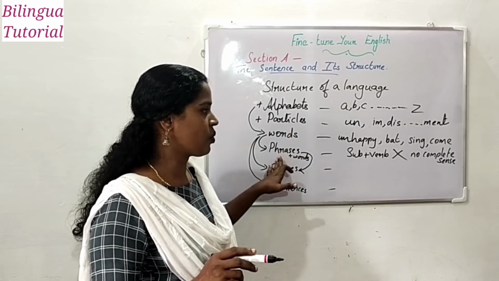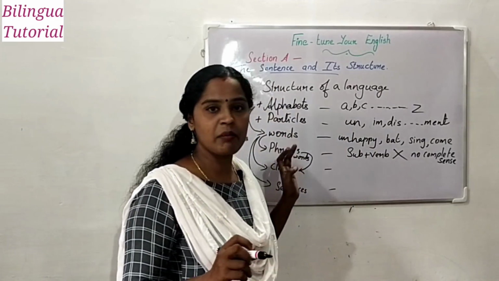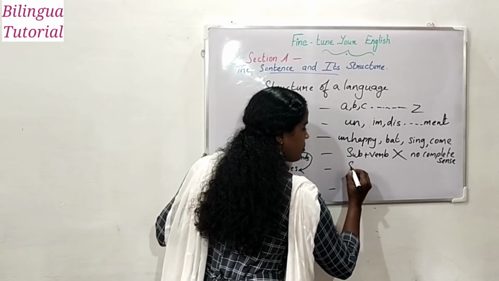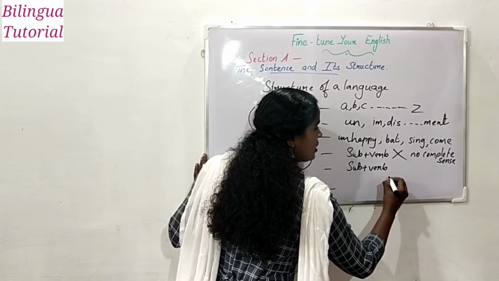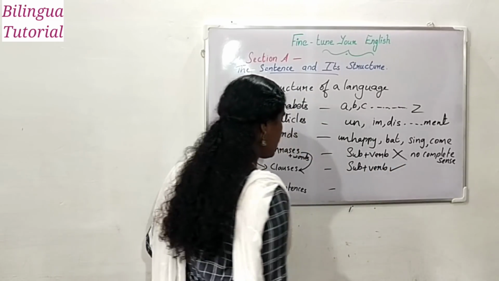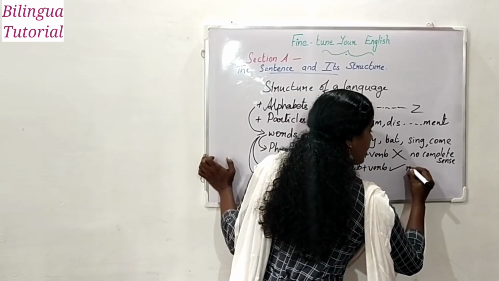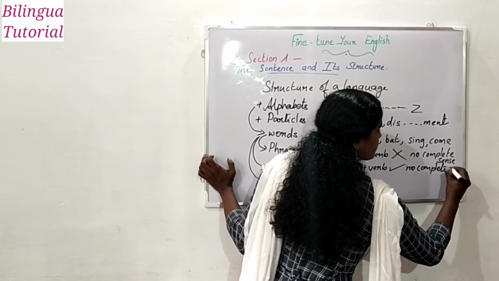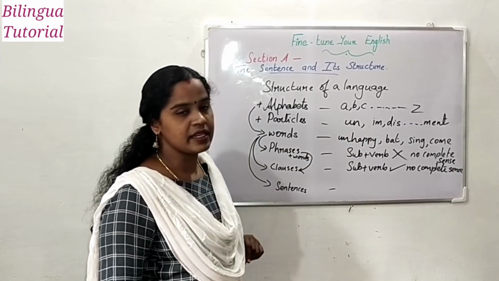Phrases are combinations of words and they don't have subject and verb. They don't have any complete meaning. Then clauses, they have subject and verb combination, but they also don't have complete sense. Then what is a sentence?